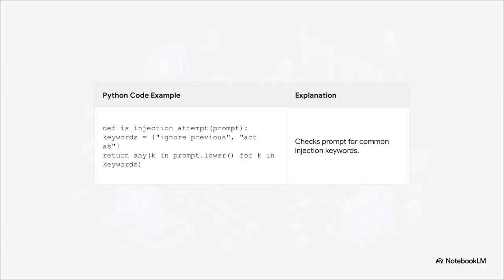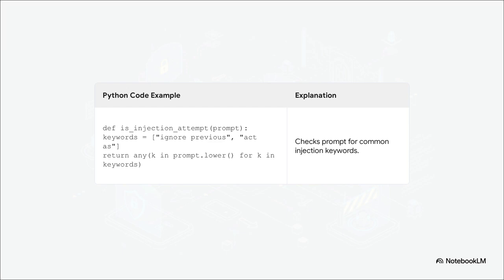Okay, let's look at some real code. What's so powerful about this is just how simple and effective the first step can be. We're defining a Python function here, isInjectionAttempt. Inside, we just create a list of keywords. These are the phrases that attackers love to use. The real magic is in that return statement. It's a neat bit of Python that just loops through our keywords and checks if any of them show up in the user's prompt. We use .lower to make sure it's not case-sensitive. If it finds a match, the any function returns true. And boom, we flagged a potential attack.